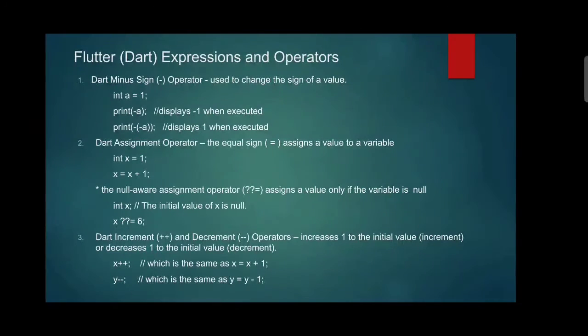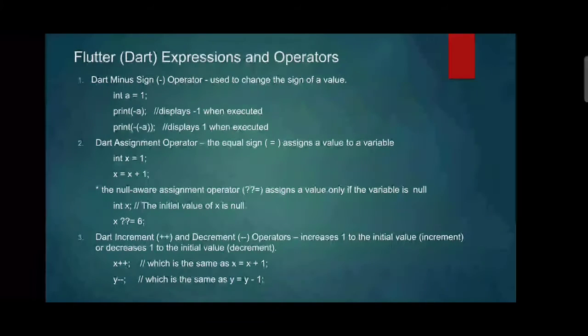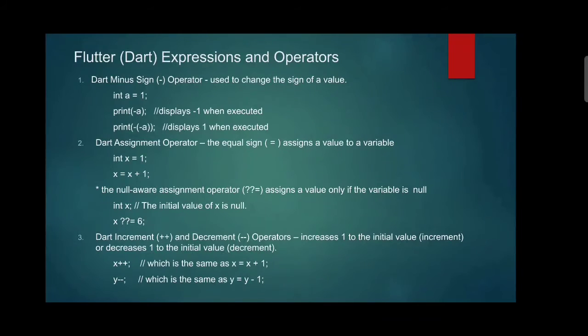So we have here the Dart minus sign, which is the subtraction operator, also used to change the sign of a value. We have int a equals 1. We printed it with a negative sign on the variable a, so it displays -1 when executed. In print number 2, we have the subtraction sign and an open parenthesis, the subtraction sign again, and the variable a with the close parenthesis. Then operations will be executed with the PEMDAS rule. Negative times negative becomes positive, so it will display 1 when executed.